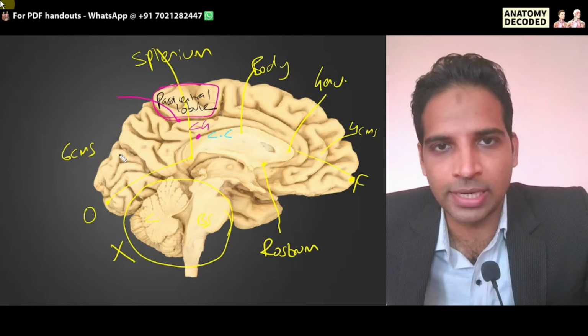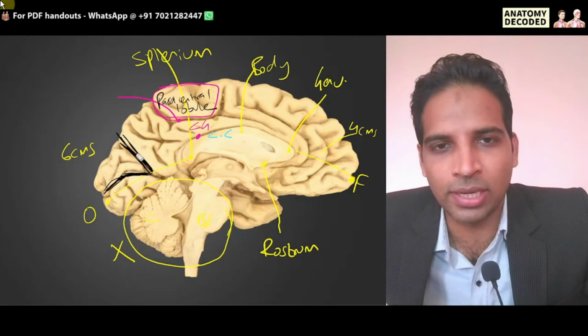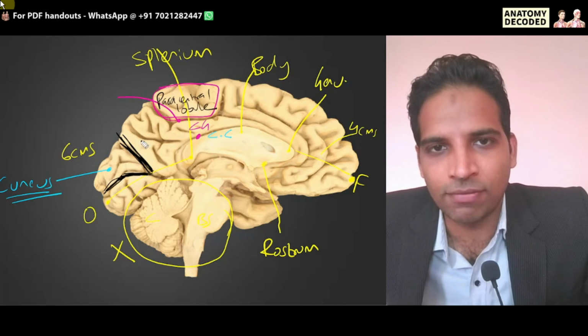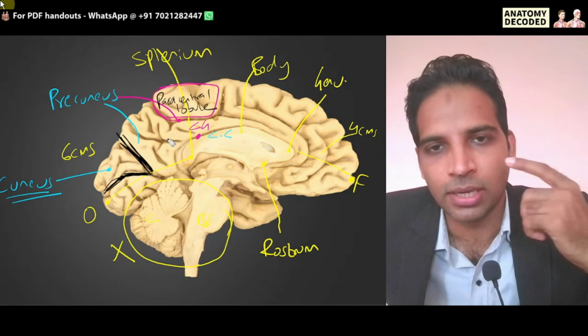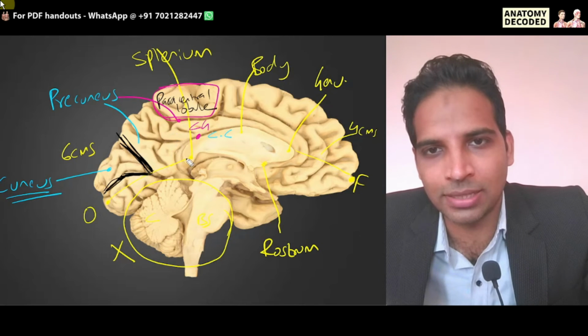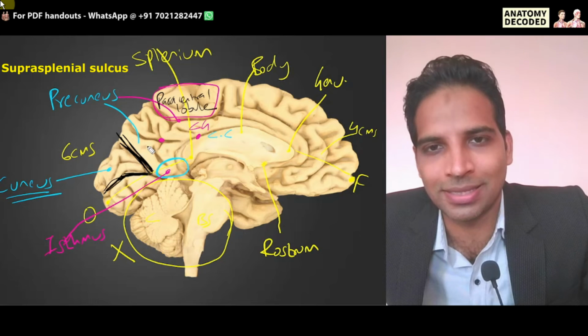Then come to the posterior aspect. This sulcus here, we have identified as the parieto-occipital sulcus. This sulcus here is the calcarine sulcus. There is a triangular area in between them. This area is referred to as the cuneus. Then the area in front of this triangular area is referred to as the precuneus. Then between the calcarine sulcus and the splenium, there is an area here that's referred to as the isthmus. And above the splenium there is a sulcus seen, that's referred to as the suprasplenial sulcus.